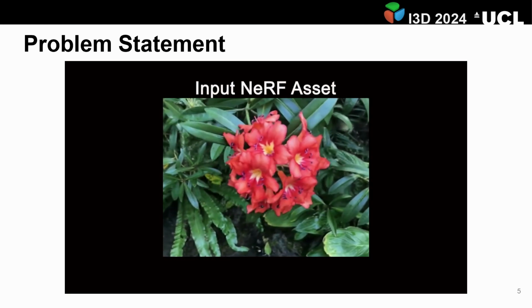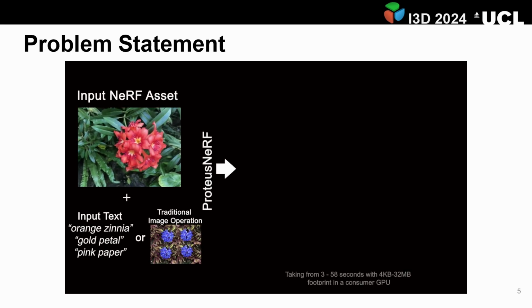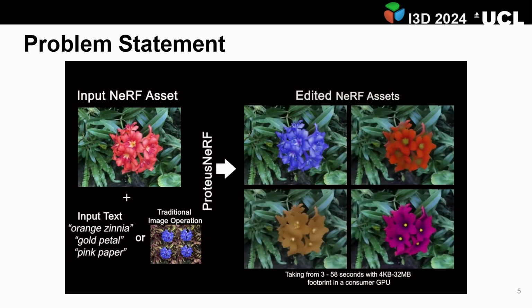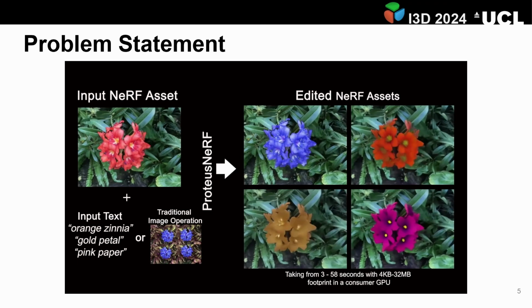Given a NeRF asset and a text prompt or edited views, ProteusNeRF can output an edited NeRF asset in 1 minute with a 4 KB to 32 MB footprint.